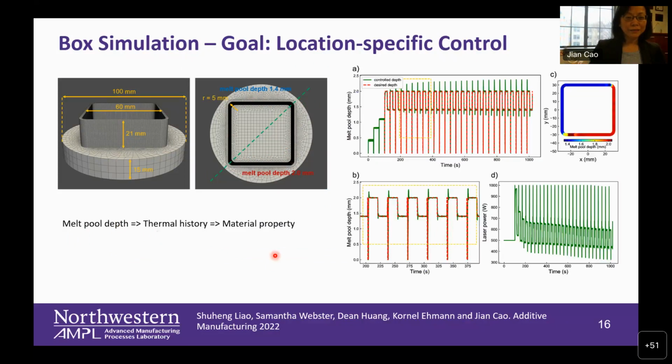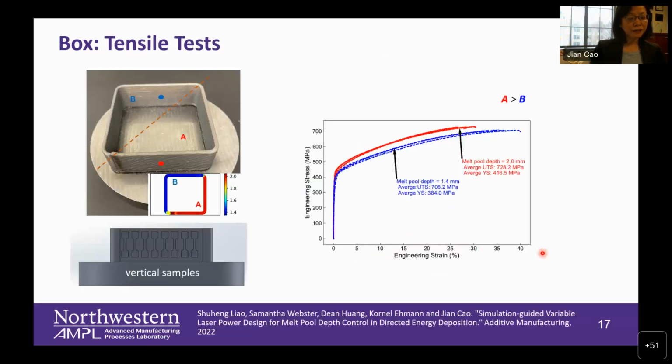That's basically using the simulation tool I mentioned earlier to build up the laser history. And we build the box, and this is A and B. From the outside, the geometry looks pretty similar. But we cut the tensile specimen from A and B, and then you pull it. So the stress-strain curve, the material behavior from A and B, are very different, as you can see, right?